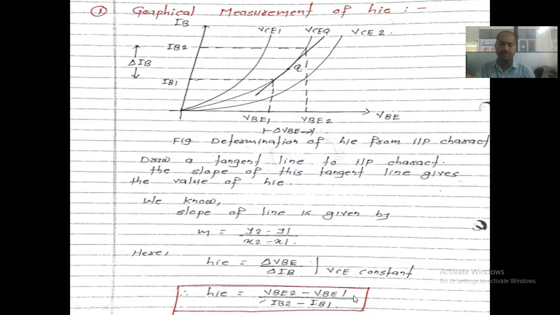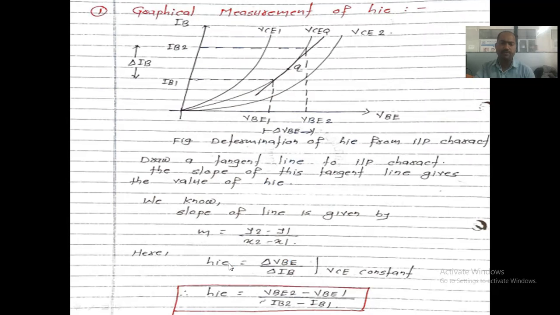Phi b2 minus phi b1 divided by x value. The x value indicates the current, IB2 minus IB1. So we have to be changing the VB value and the IB value. Actually, hie is the ratio of the changing VB value to the changing base current value. So it is nothing but delta VB divided by delta IB. Delta indicates the change, right?